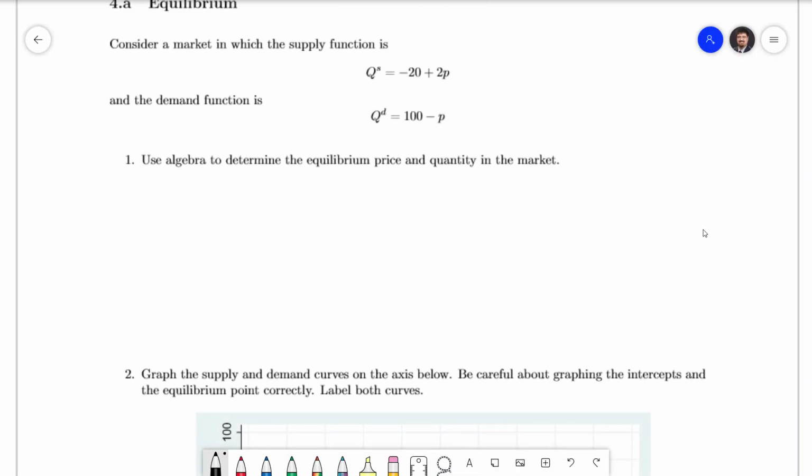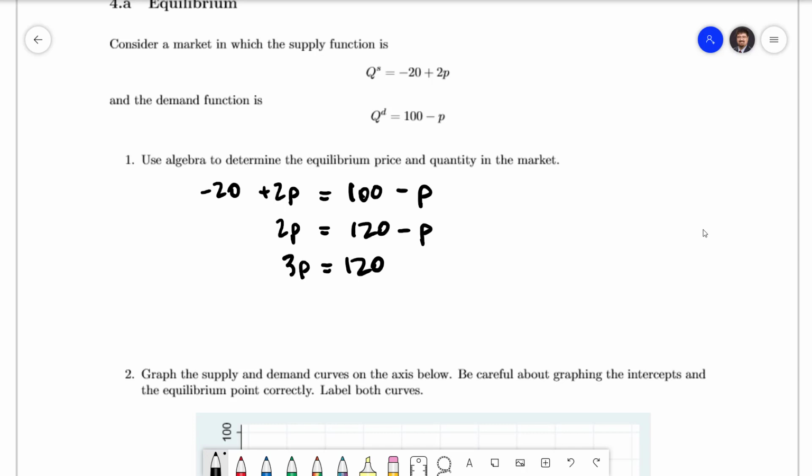To do that, we're going to set quantity supplied equal to quantity demanded. So we'll have negative 20 plus 2p equals 100 minus p. Do a little bit of algebra here. I'm going to add 20 to both sides, so I'll have 2p equals 120 minus p. Add the p over to both sides, that's going to give me 3p equals 120. Divide both sides by 3, p equals 40.